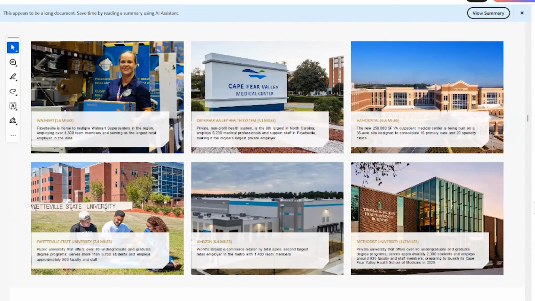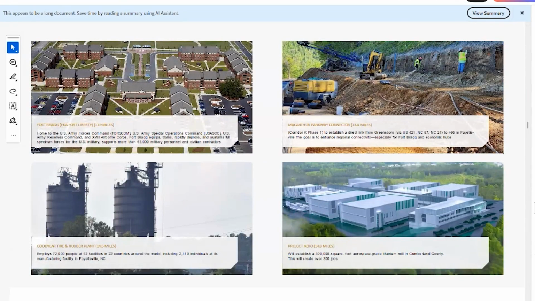What else do we have going on? Cape Fear Valley Medical Center, hospitals. This is what we want to see. We want to see hospitals. There's a VA hospital. We want to see education. Fayetteville State University, Amazon distribution, another Methodist university, decent. Fort Bragg, 12 minutes from our property, with over 63,000 military personnel.